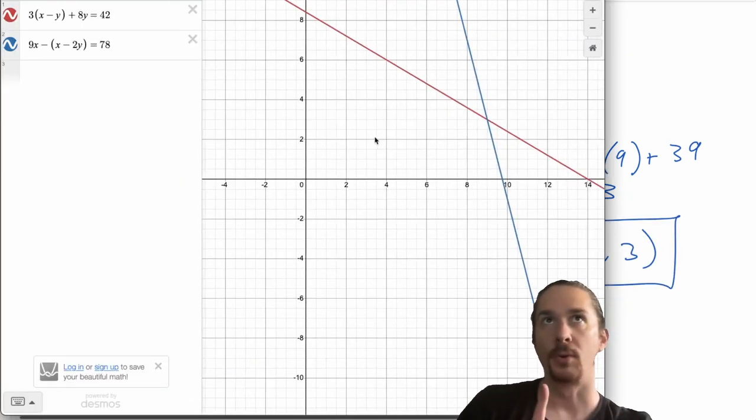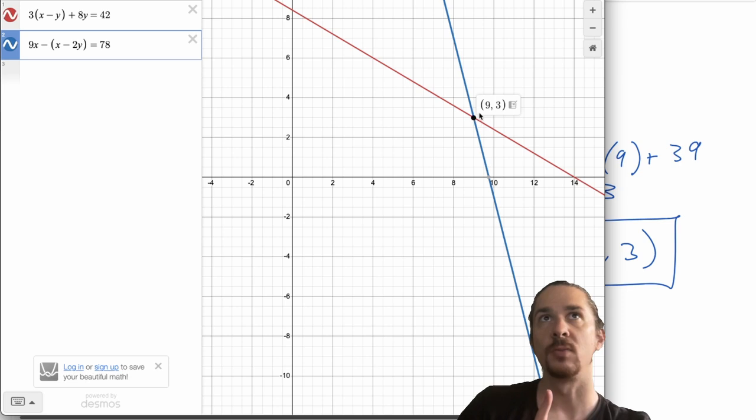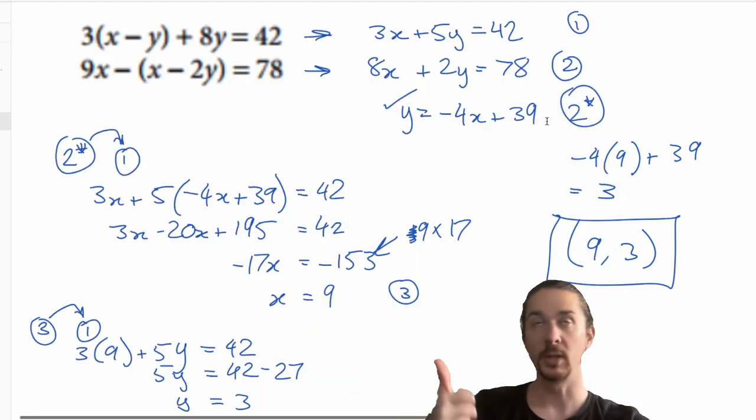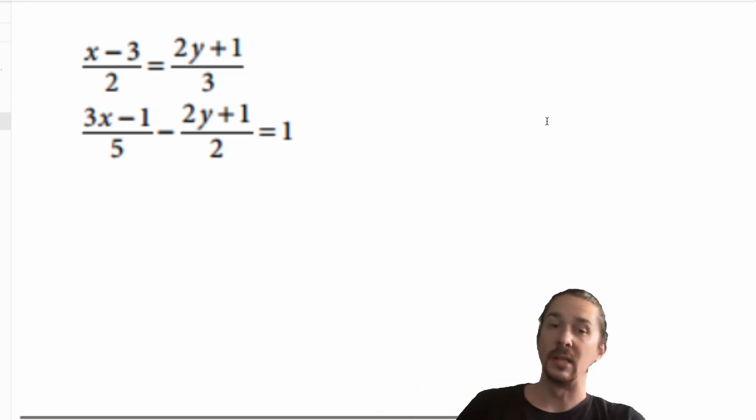Let's graph this. Drum roll. We can see that our point of intersection is right here at 9, 3, which is exactly what we found algebraically. We're killing it. Now we have some that look a little bit crazier.